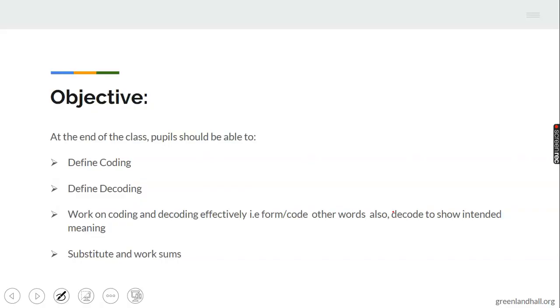Now, what are we expected to learn in today's class? We are supposed to learn what decoding is. We are supposed to learn what coding is, and then we should be able to work on coding and decoding effectively. That is, you should be able to form and code other words. Also, you should be able to decode and show intended meaning. Now, you should also be able to substitute and work on sums. So, define decoding, define coding, work effectively on them, and substitute them for sums.